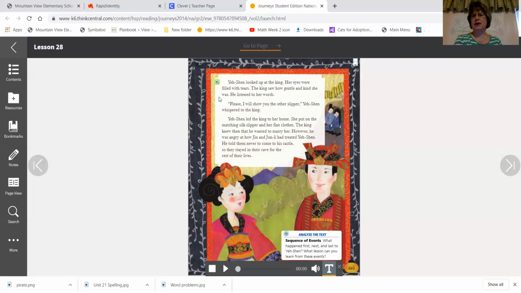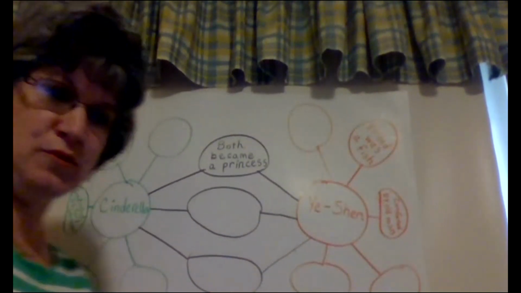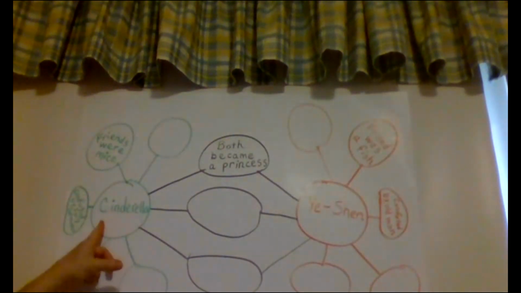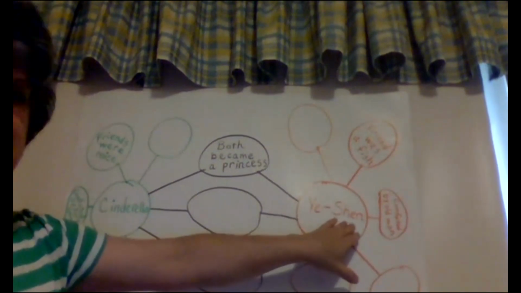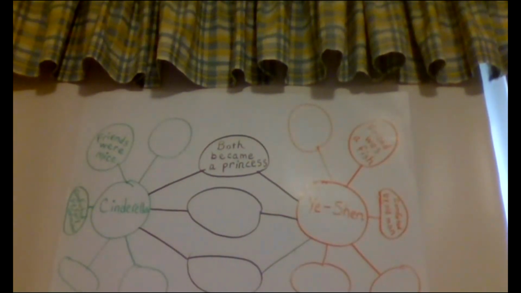Okay, so I hope you guys enjoyed that story. And now we're going to go back to our double bubble. So if you'll notice here, I'm using my window shade as a smart board. I created a double bubble comparing Cinderella and Ye-Shen. And I apologize that it's a little blurry, but I will tell you what I have written in the bubbles.